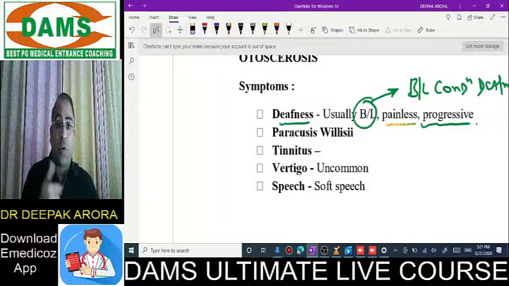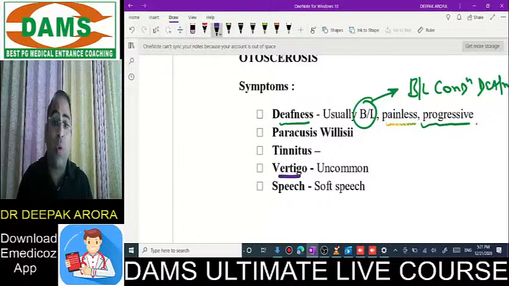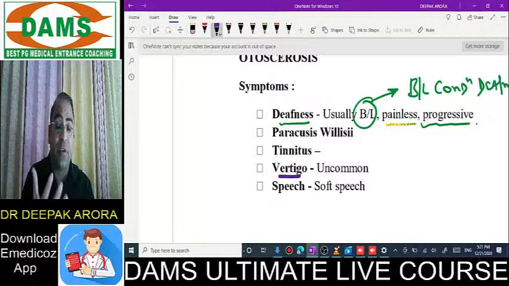If a patient of otosclerosis has involvement of the inner ear, the patient may have vestibular symptoms. So vertigo is always uncommon. Why? Because most commonly the middle ear, the promontory, is involved, the footplate of stapes is involved. But if the cochlear segment is involved, vertigo can be there. Am I understandable? Because it is a conductive deafness.